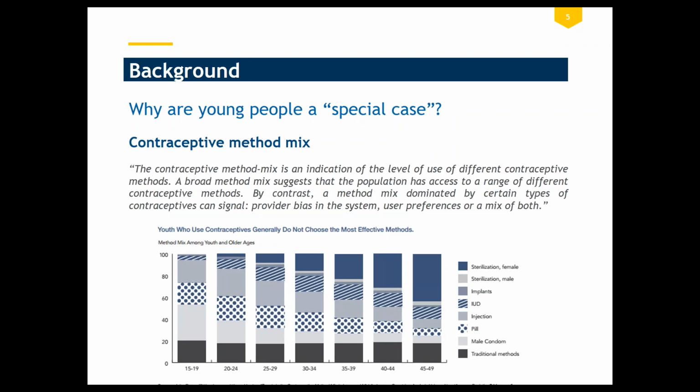And when comparing the contraceptive method mix of different age groups, the result indicates that young people only use a limited number of contraceptive methods. For example, in the age group 15 to 19, more than 50% of the young people are using either a traditional method or male condoms. And as you can see by the graph, especially male condoms dominate the method mix of this group pretty heavily.